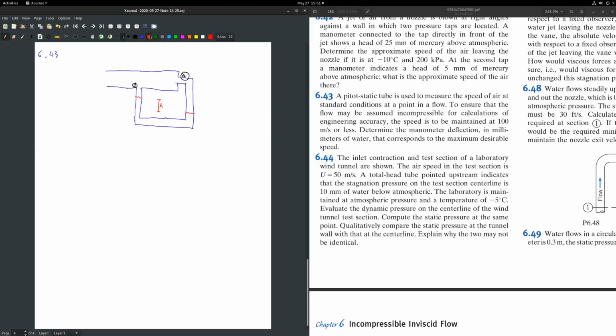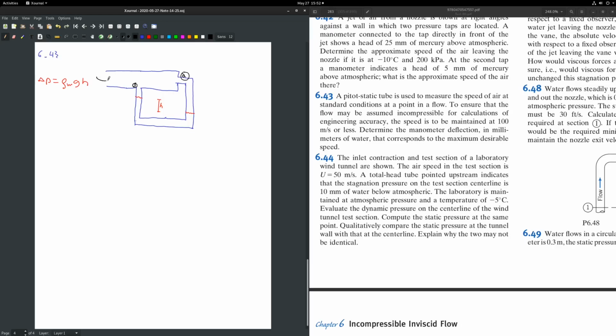So the next problem is 6.43, and here I drew a little pitot tube where the two inlets are going to be at point 1 and point 2. Right there in red we have the different water levels, and we know from our past problems that the variation in the height of those water levels is going to be the delta of the pressure at point 1 and point 2, which is equal to the density of our fluid, which is going to be water, times gh.